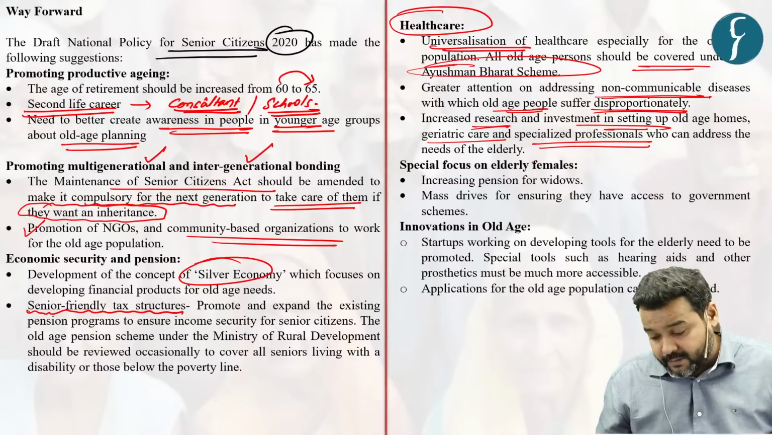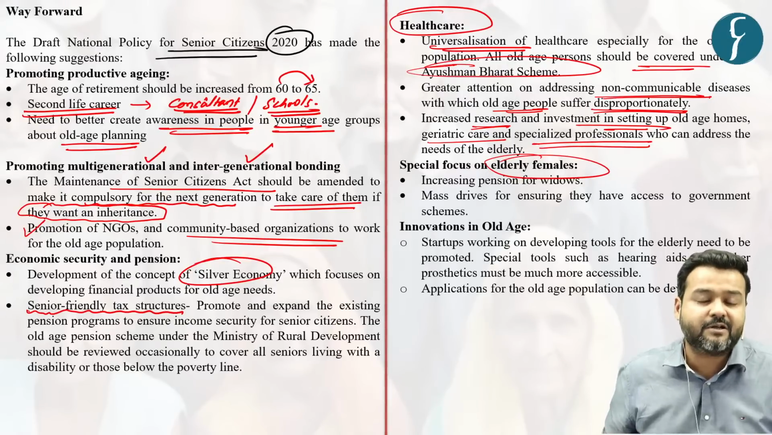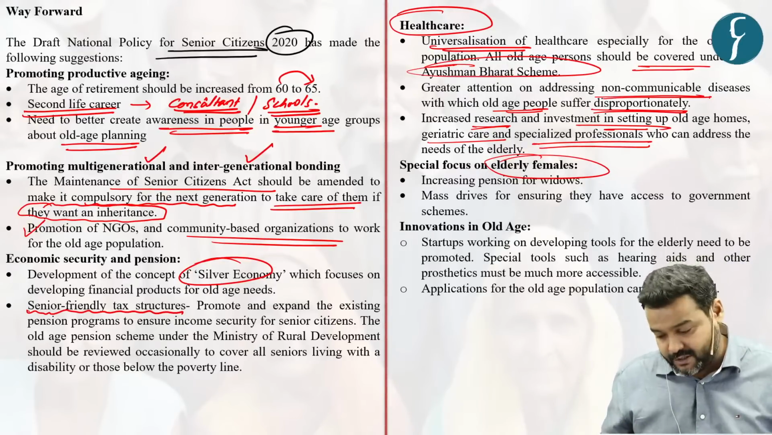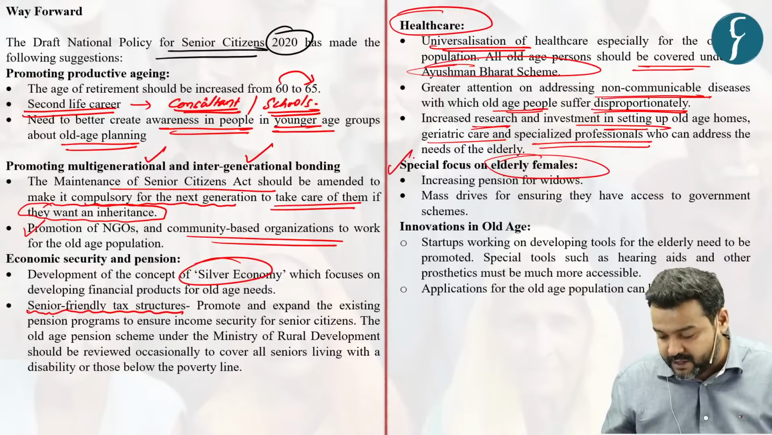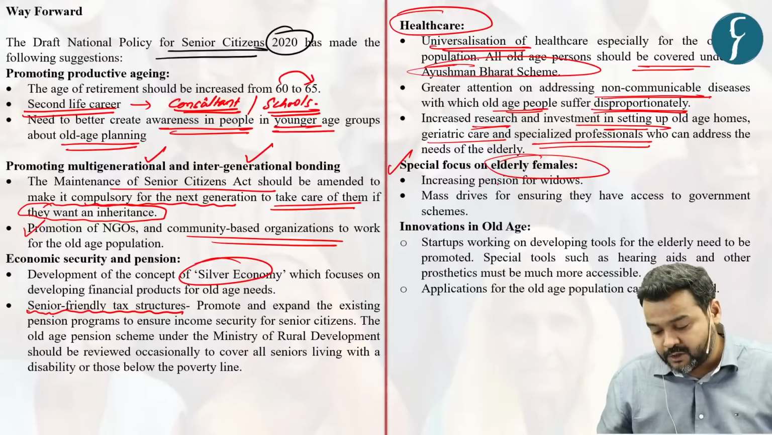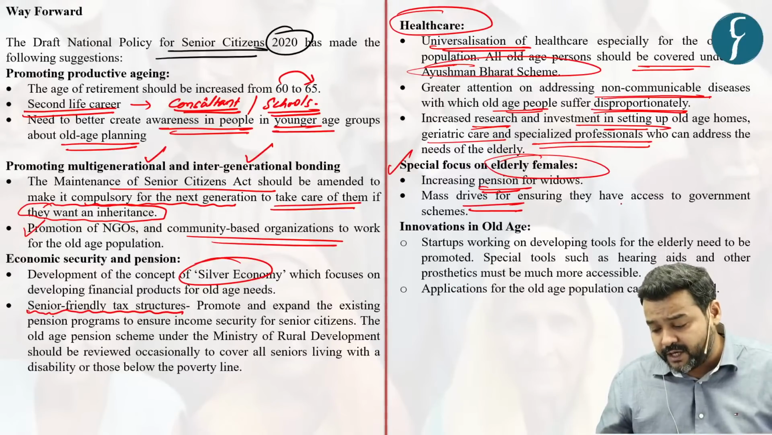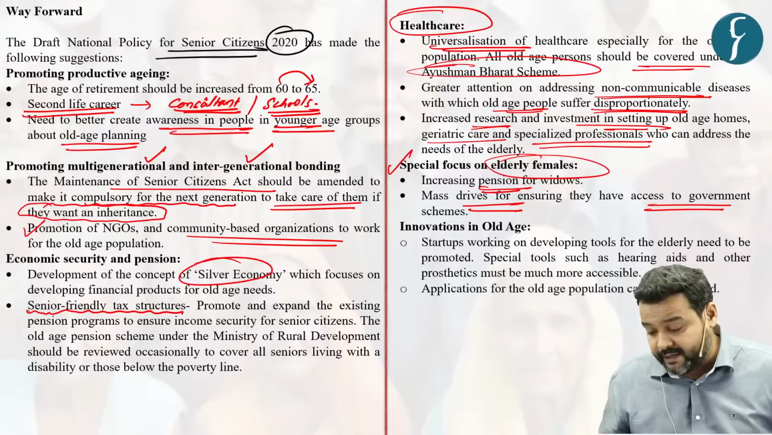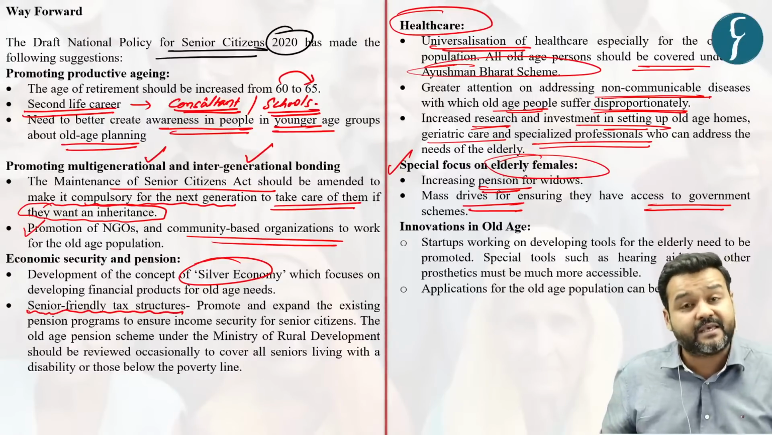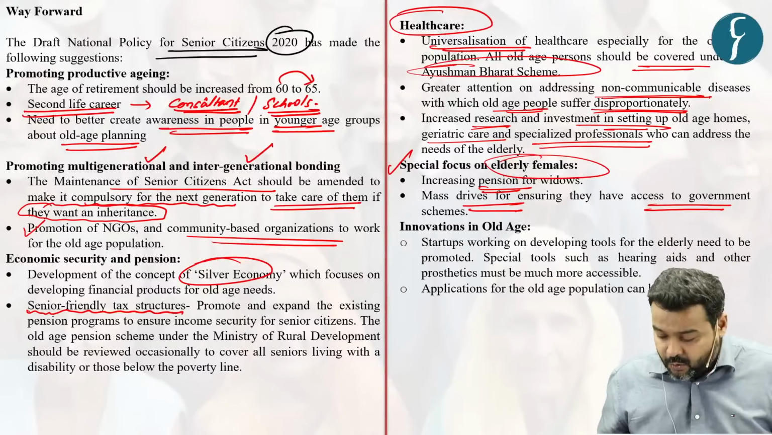Next, because we have seen that there is a feminization of the elderly population, we must pay special focus on elderly females also, by increasing the pension and the drive for ensuring that they have access to government schemes, because I told you that access to government schemes is very, very low.